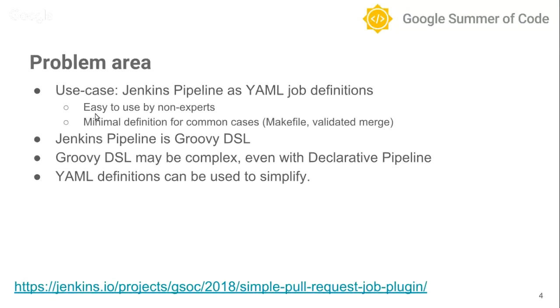Okay, so at this point of time, there is no YAML support for defining jobs in Jenkins. So my project was to define a YAML syntax or format so that users will be able to define some jobs and build them. So we have Groovy DSL in Jenkins pipeline, but it is very complicated, and it is also complicated with declarative pipeline. So YAML definitions can be used to simplify that.